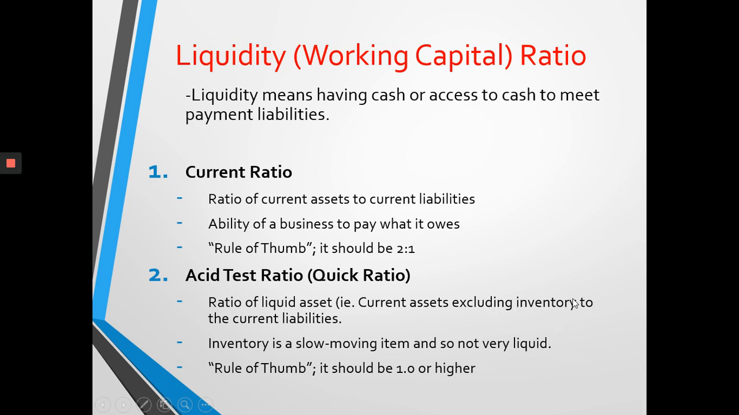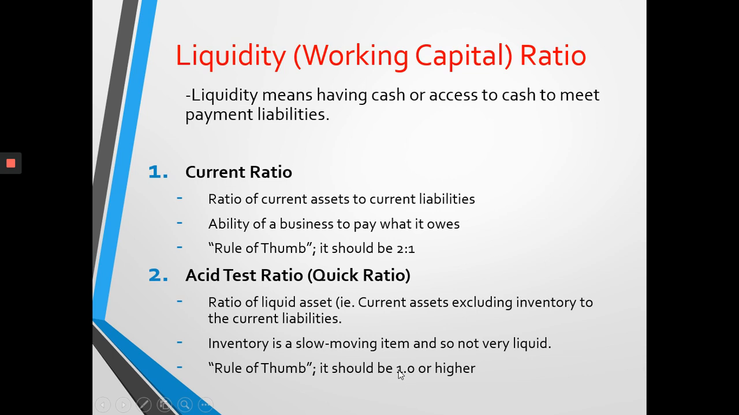So you want to exclude that, to find out how liquid the company's working capital is. So acid test ratio means current asset minus inventories divided by current liabilities. All right, so inventories are slow moving items and not very liquid, so we are excluding that. Current asset, excluding inventories, divided by current liabilities. So your rule of thumb would be 1 or higher.